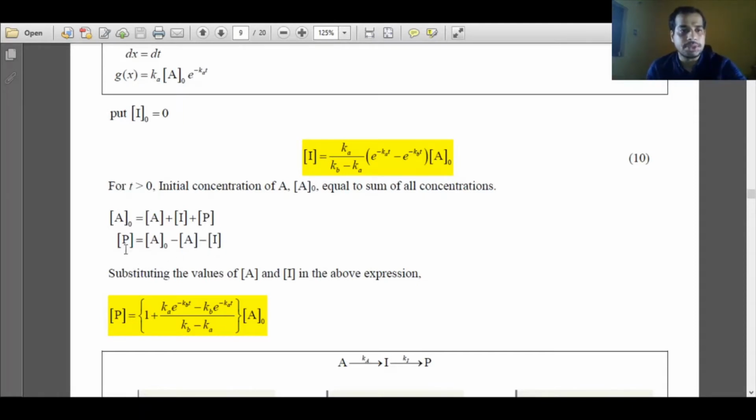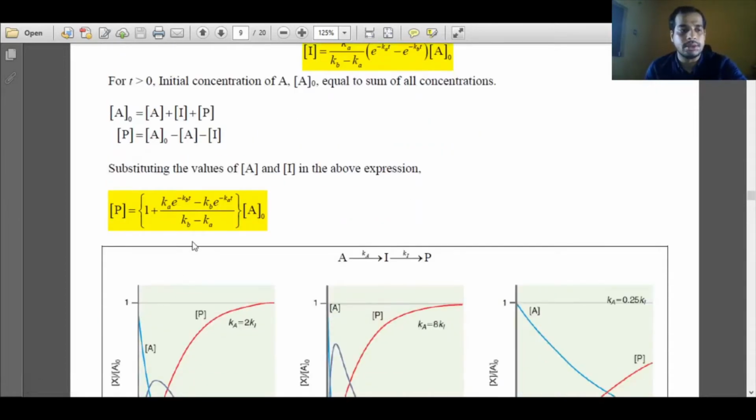So if I substitute, the product concentration is equal to reactant concentration at 0 time minus reactant concentration minus intermediate concentration. A0 is a constant term. I have obtained an expression for A, that is equation 9, and in equation 10 we have obtained an expression for intermediate concentration. If I substitute all those expressions, I will get my expression for P, that is product concentration at any time t. So we have obtained all the three expressions for all the three quantities, that is the reactant, intermediate and product after certain time t.